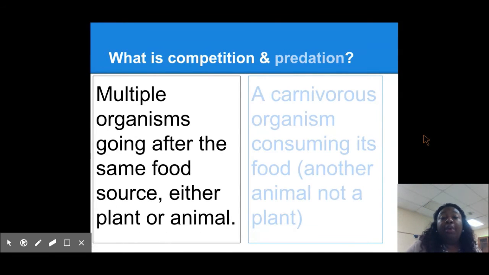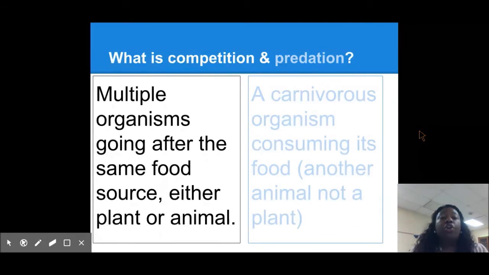It's competition and predation. Competition is not exactly how we use the term in everyday life, but competition is multiple organisms going after the same food source, either a plant or an animal. And predation is a carnivorous organism consuming its food, another animal, but not another plant.